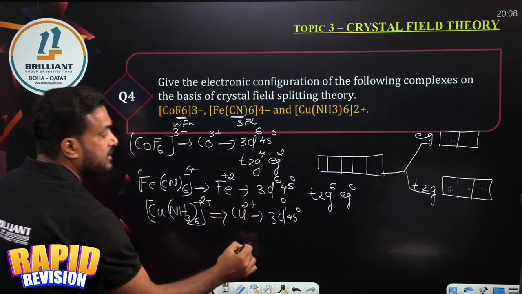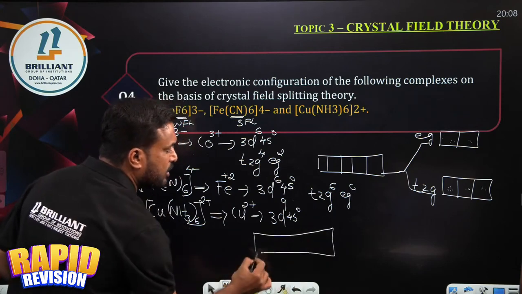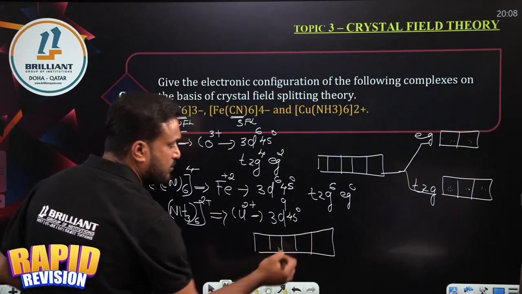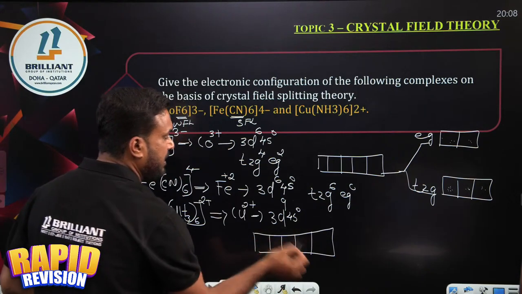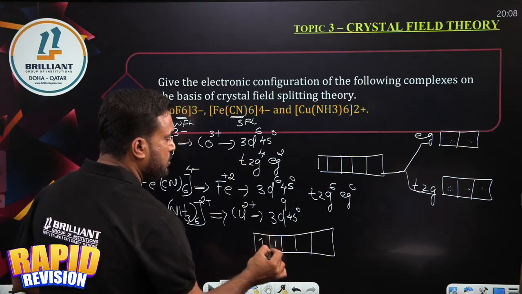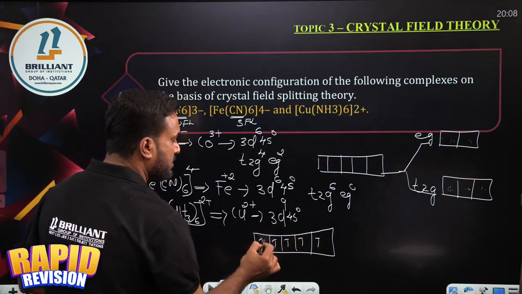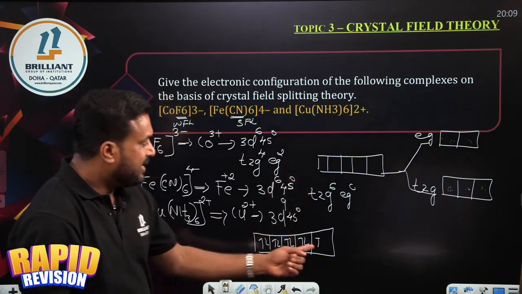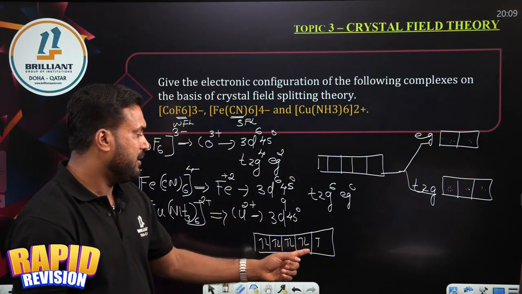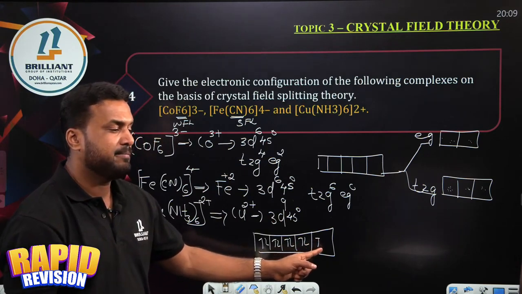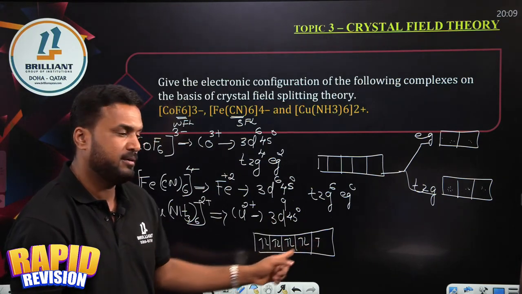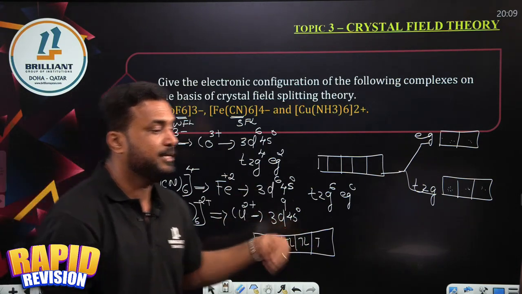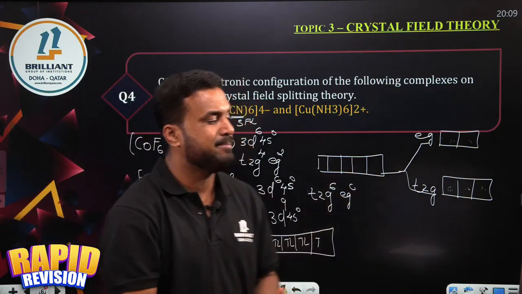In copper, 3d9 means, if you want, you can write it out first: 1, 2, 3, 4, 5, 6, 7, 8, 9. Here there is no chance of pairing up of electrons, because 9 means where would we pair up? There is no pairing up of electrons. Even if it tries to pair up, there is no such hybridization, right?